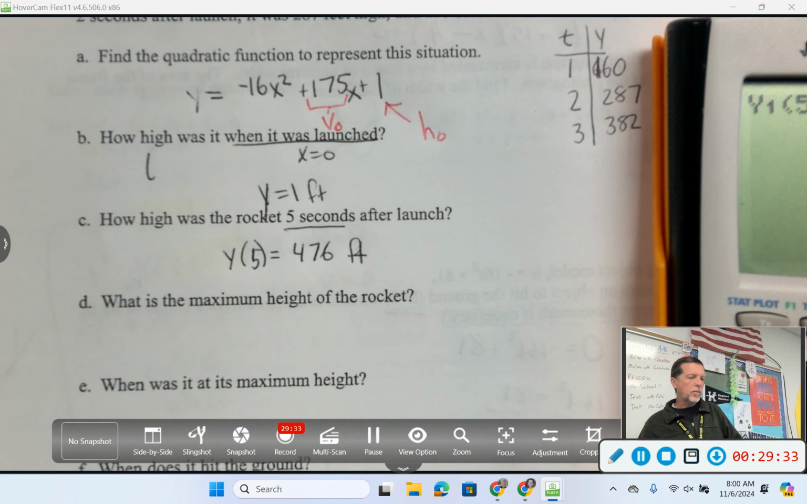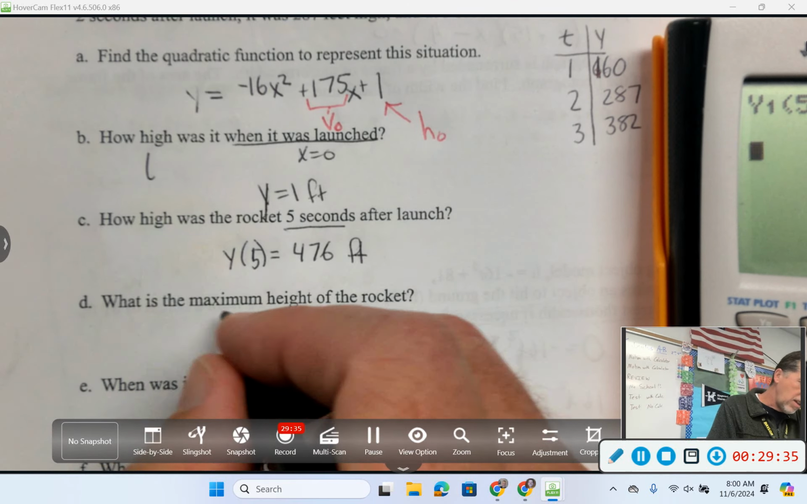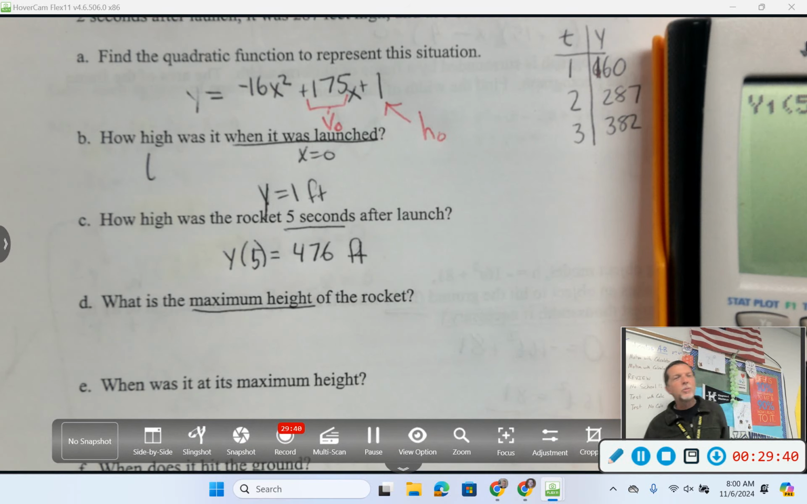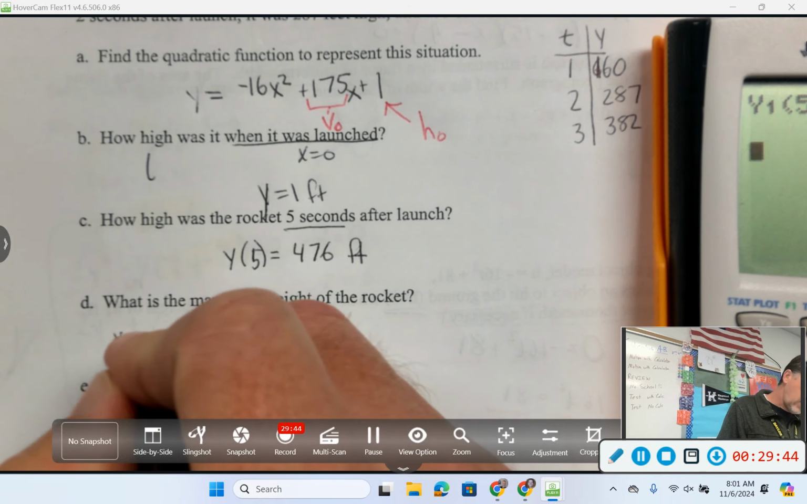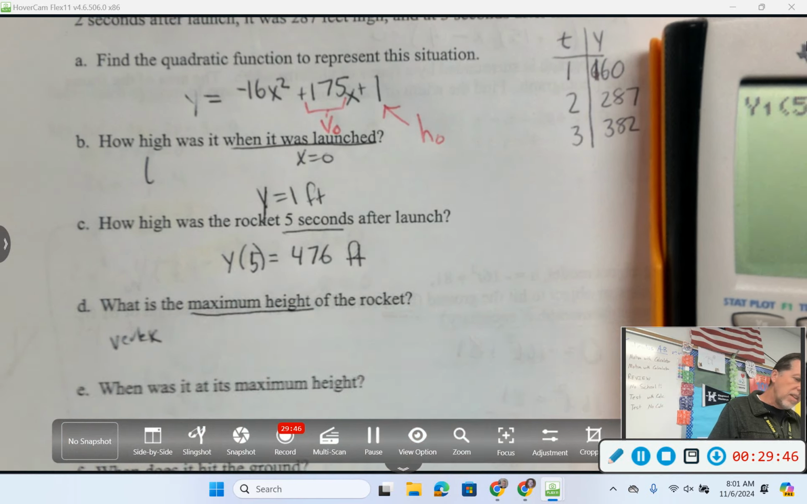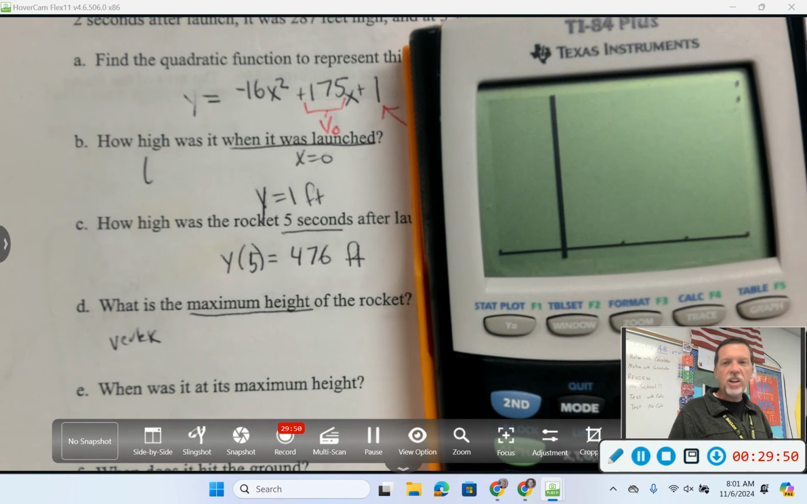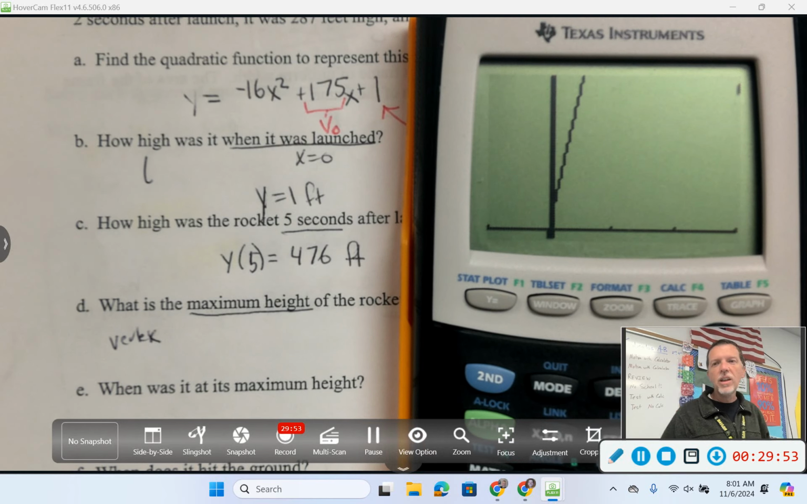What is the maximum height of the rocket? Where is the maximum height? What do we call that point where it's at its maximum? Vertex. Okay, I'm gonna cheat and use the calculator. It's not cheating because I'm allowed to use the calculator.